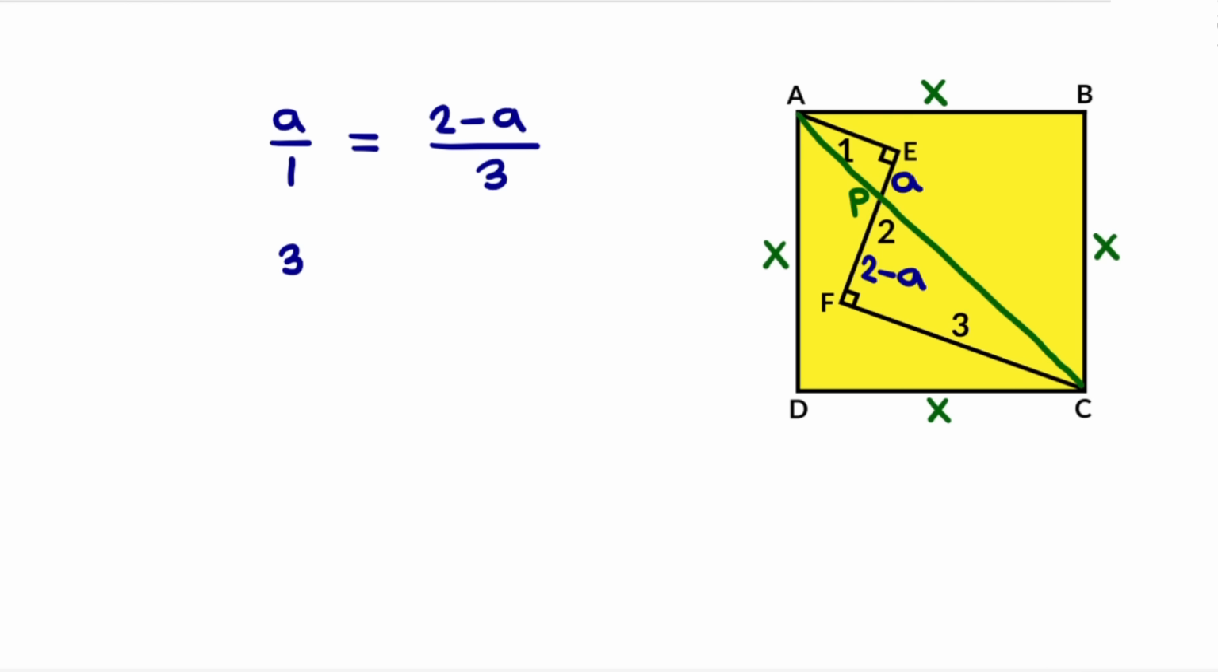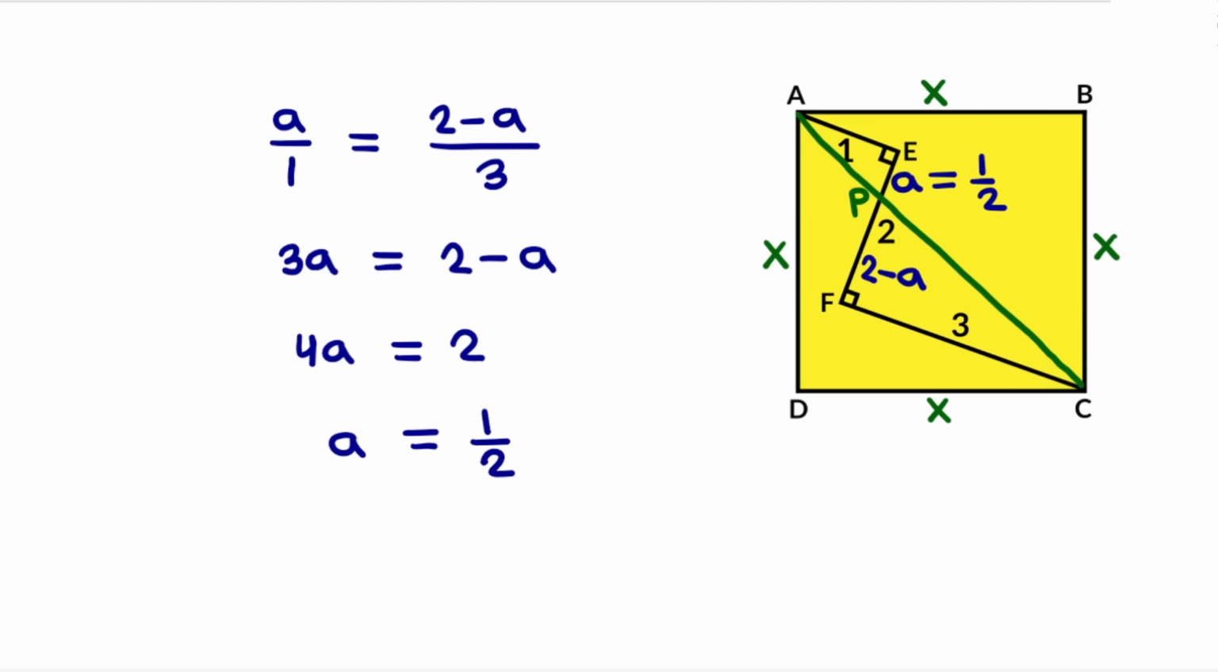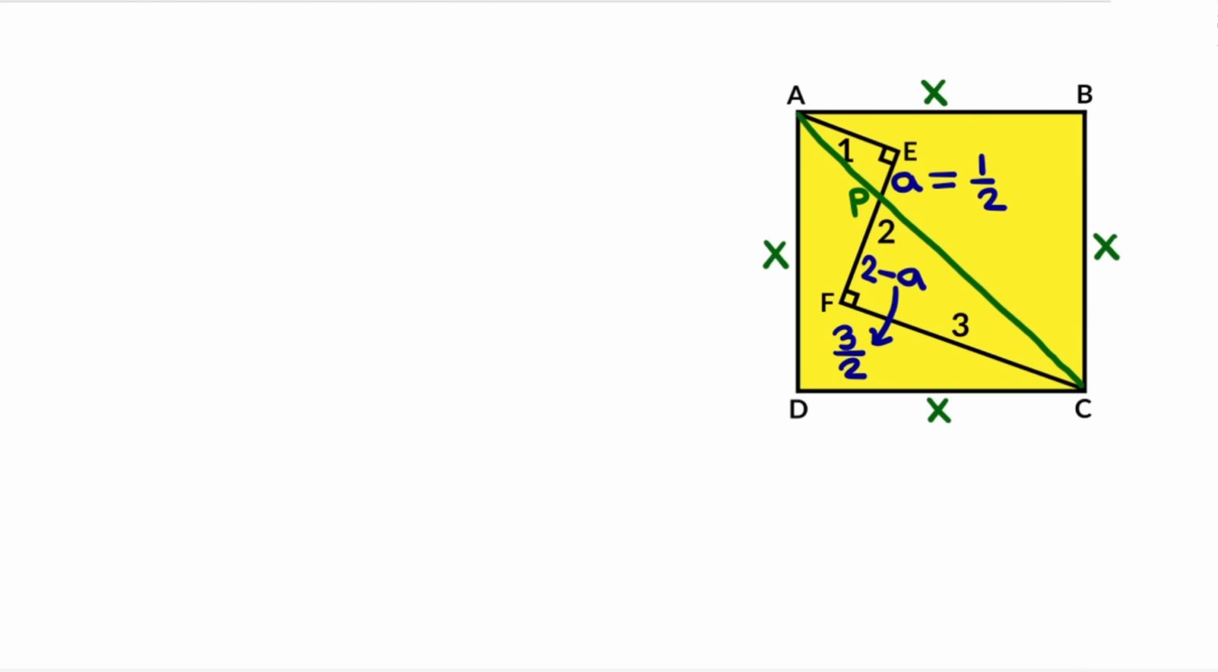Cross-multiplying gives us 3a equals 2 minus a. Move a to the left side, and we get 4a equals 2. Divide both sides by 4, and we find that a equals 1/2. So EP is 1/2 unit, and PF is 2 minus 1/2, which is 3/2. Now we know the 2 legs of each right triangle.